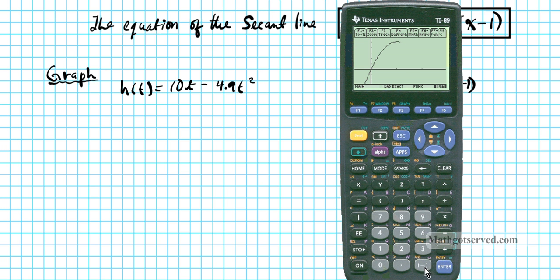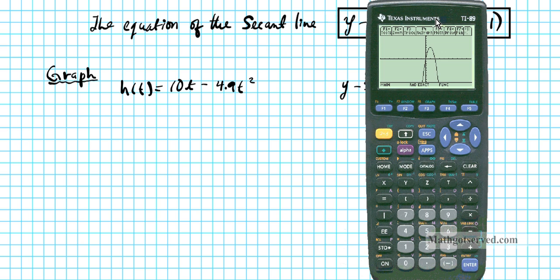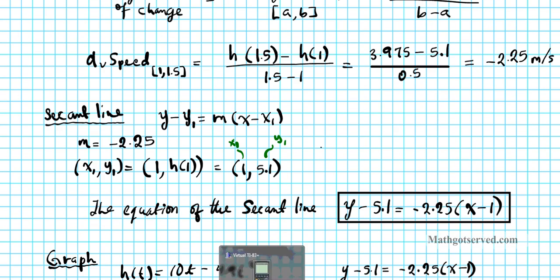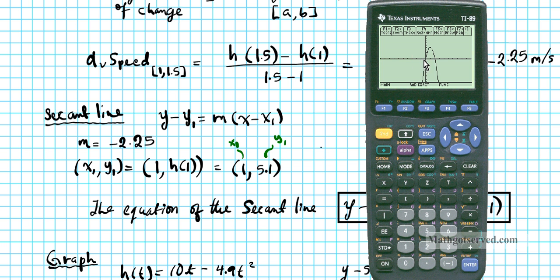All right, so let's go ahead and graph. Wait a minute. Let me do this again. When you graph it, it should look like this. Okay, so there goes the function, the position function of the object that was thrown in the air. I just want to zoom in on this area right here, from around 1 to 2, from 0 to 2, because we're graphing on the interval from 1 to 1.5.